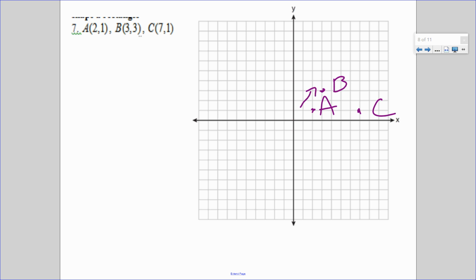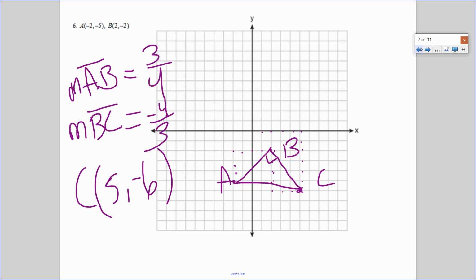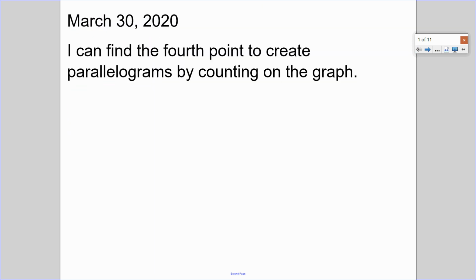If I'm looking at the order A, B, C, D's got to be somewhere over here. Count from B to A, down 2, left 1, down 2, left 1. That's my D. Here's my rectangle. D is 6, negative 1. I'm not going to do anything more. It's really the same thing that we did. I also could have done it with negative reciprocal slopes, but I think that's the easiest. So this is going to be a component within a bigger problem that we're about to do, and that's it. Again, I can find the fourth point to create a parallelogram by counting on the graph.